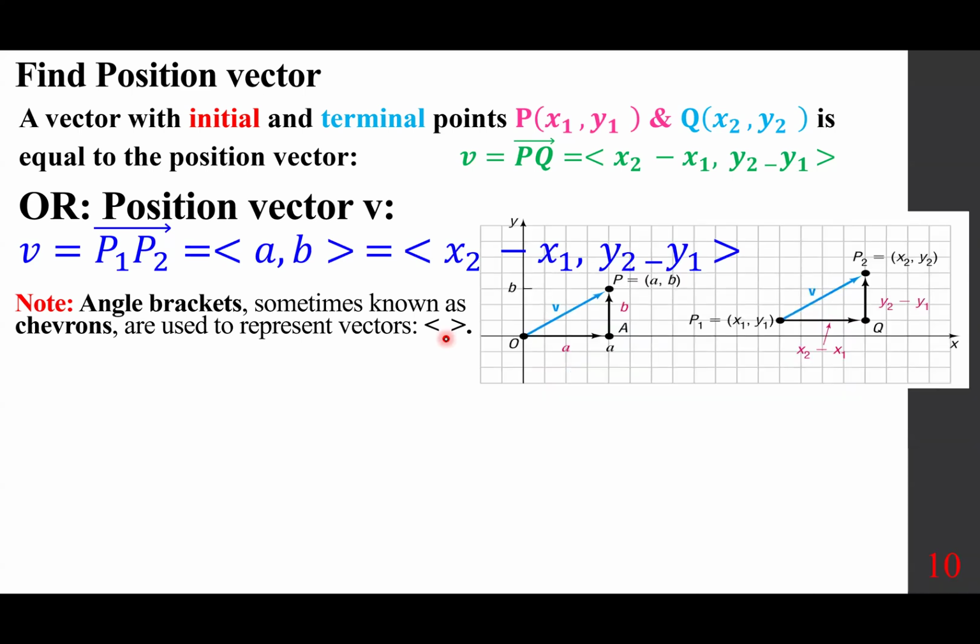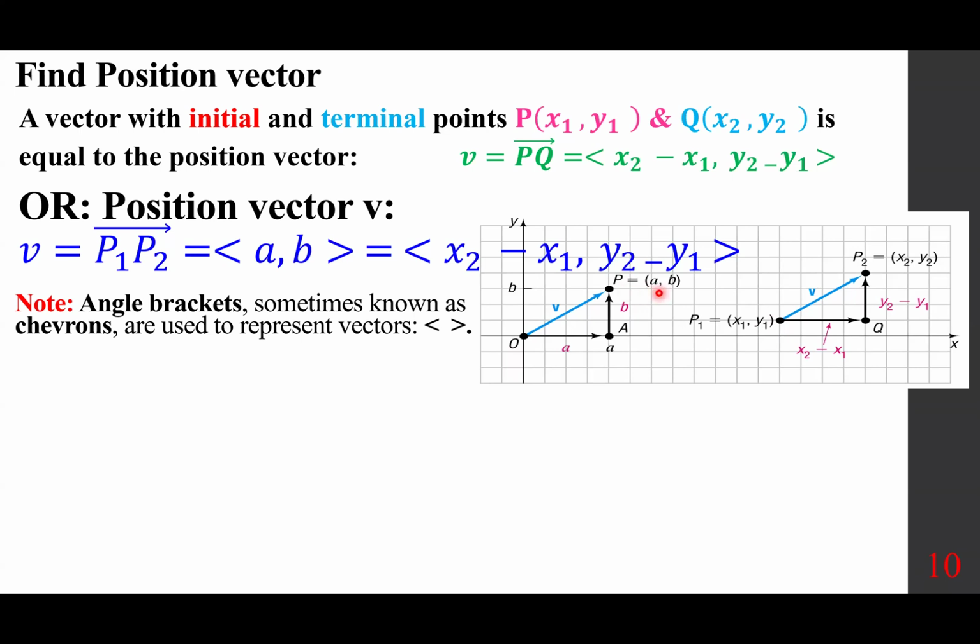So take a look. We have this vector. Here's the initial point. Here's the terminal point. We basically move it such that the initial point is at the origin.